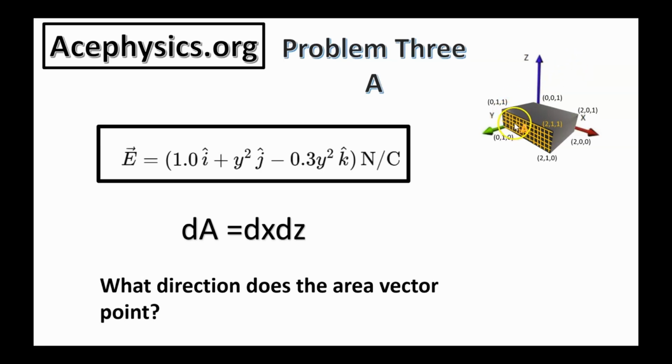Each one of these small elements has an area dx times dz, and we calculate the field going through that area, multiply it by the small area, and sum it all up, and that gives us the total flux leaving face A.